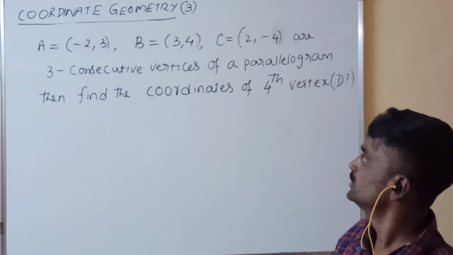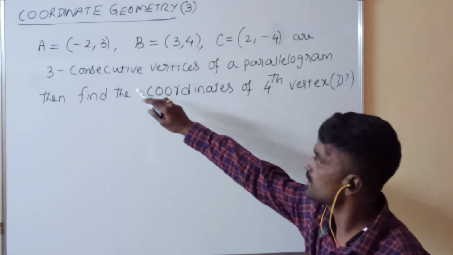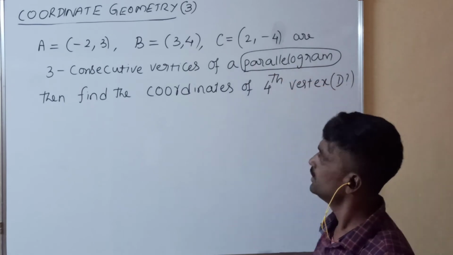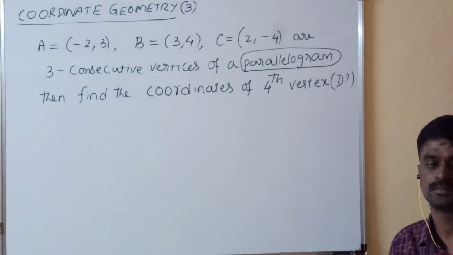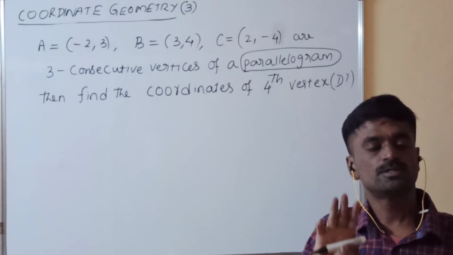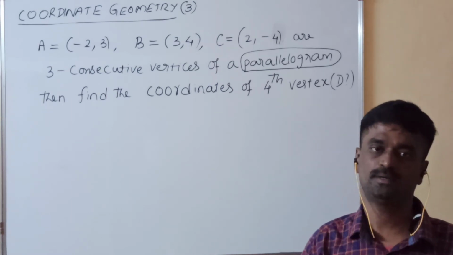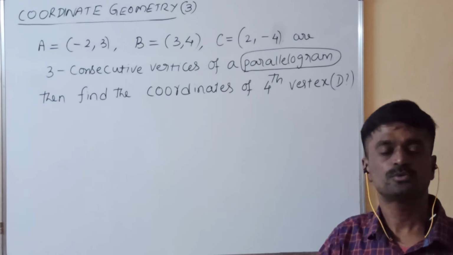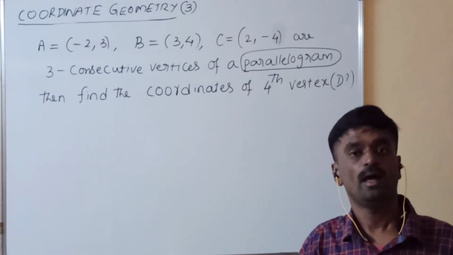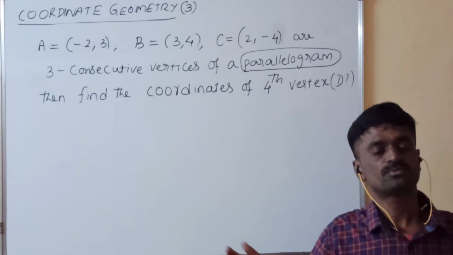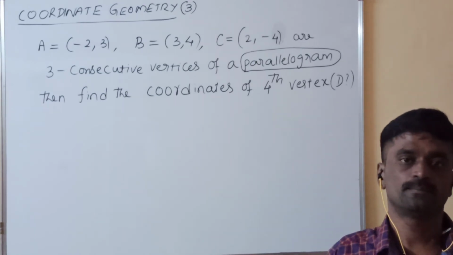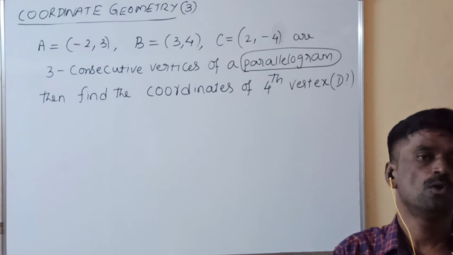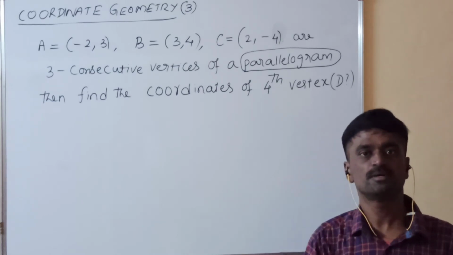Understood? So A, B and C are 3 consecutive vertices of a parallelogram. Then find the coordinates of the fourth vertex D. So 3 consecutive vertices of a parallelogram are given, and we have to find the fourth vertex. How to find the fourth vertex? Sir, suppose you take the fourth vertex as x comma y, and opposite sides are equal. Using the distance formula, equating and solving the equation we will get it. Okay, you will get the answer, no doubt, in that method. But it is a very long method. But I am going to give one simplest method.